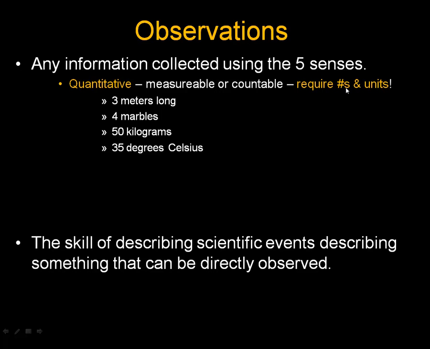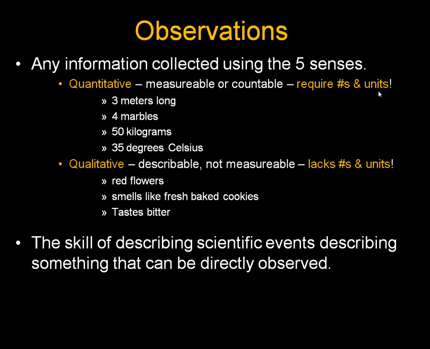I try to get my kids to understand that anytime they write a number without a unit, they're not giving me true data. They can also be qualitative, which means you're describing non-measurable things, or at least you didn't use a measurable tool to do this. These lack numbers and units. Things like red flowers. If you wanted to make this quantitative rather than qualitative, you'd have to use a spectroscope and figure out the wavelength of the red.